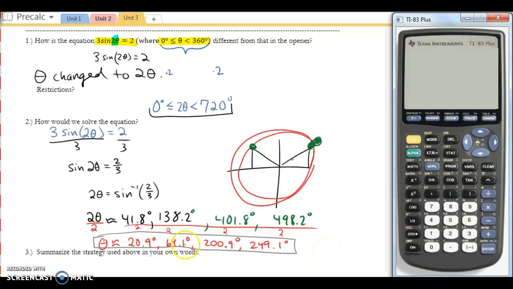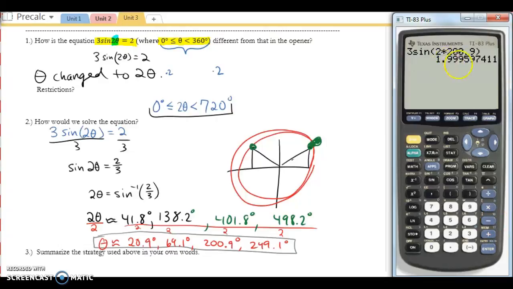Here are the 4 answers that I've gotten. Hopefully they match. I'm going to think real quick about how to check my answers. If I put them in the original equation, it should make a true equation, an equation with the same thing on both sides. So 3 sine, I'm in degree mode, of 2 times theta. If I pick any one of these, it should work. I'm going to pick 200.9, just to see. 200.9, end parentheses. And if that equals 2, which is on the other side of the equation, then it means I'm good. Okay, it did.